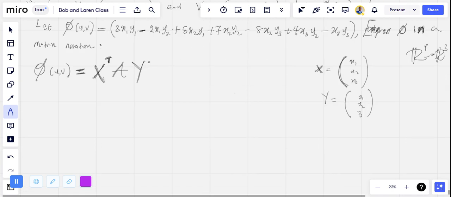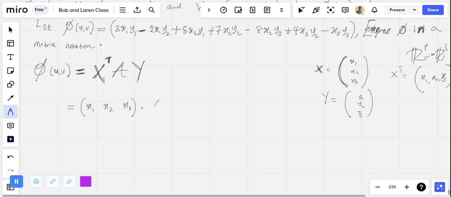So there's a proposition that says that if you want to express phi of u and v in matrix notation, this is the proposition. My x transpose will be the transpose of x1, x2, x3. The vertical becomes horizontal. That will be x1, x2, then x3. Don't use commas, since it's a matrix. So x transpose will just be x1, x2, x3.